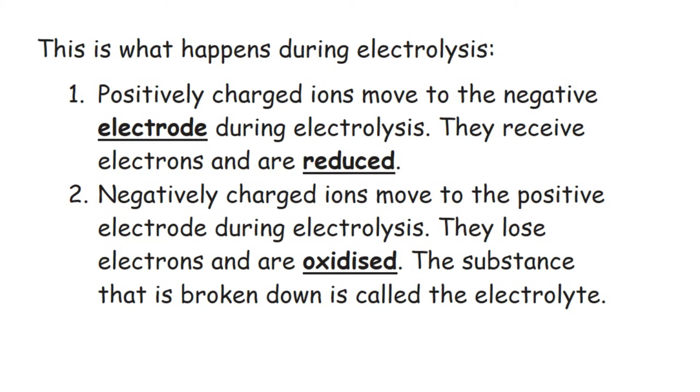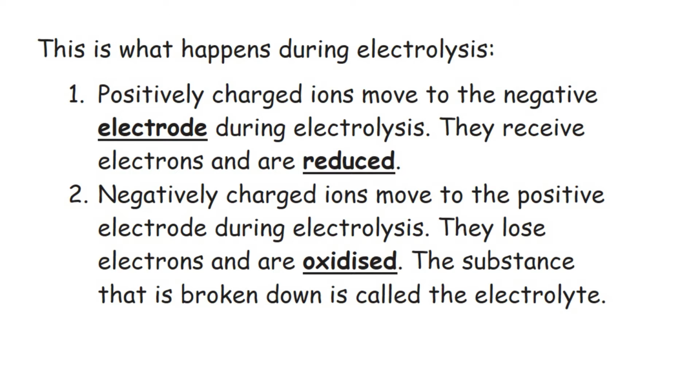So we can see what is happening during electrolysis. I showed you in the diagram above. Positively charged ions move to the negative electrode during electrolysis. They receive electrons and are reduced. So the negative electrode is the cathode. So reduction happens at the cathode.